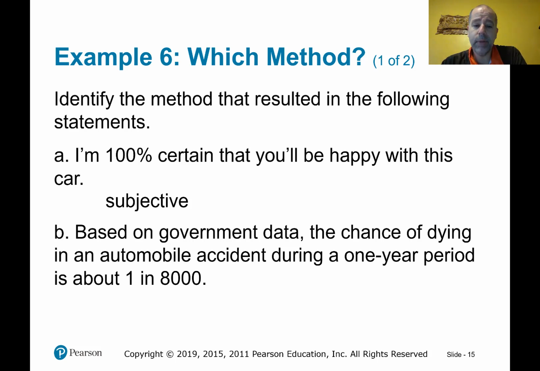Based on government data, the chance of dying in an automobile accident during a 1-year period is about 1 in 8,000. What kind of probability is that? Well, it's based on government data. So that's telling us that this is going to be based on empirical data. Empirical, which means this is going to be relative frequency, or in other words, the empirical method.